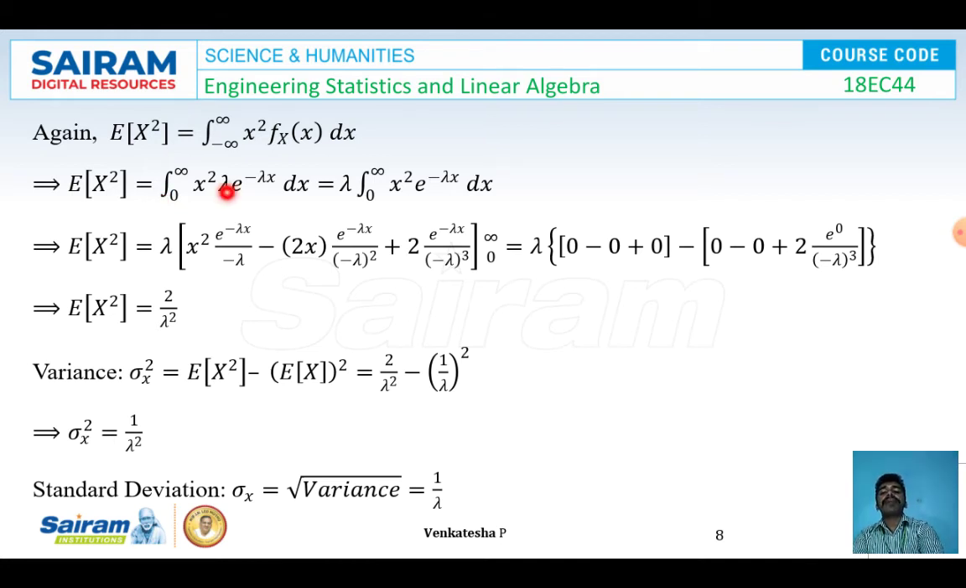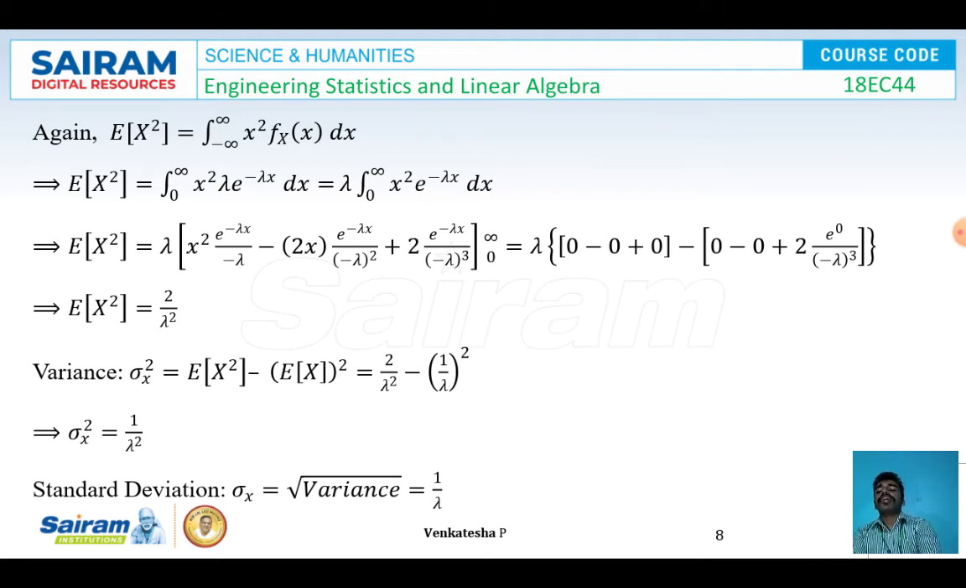Since lambda is a constant, I am taking lambda outside: integration 0 to infinity x square e power minus lambda x dx, we got it. Now I'll be integrating this function by using Bernoulli's condition. I'm going to treat x square as u and e power minus lambda x as v. I'm going to use Bernoulli's condition now.